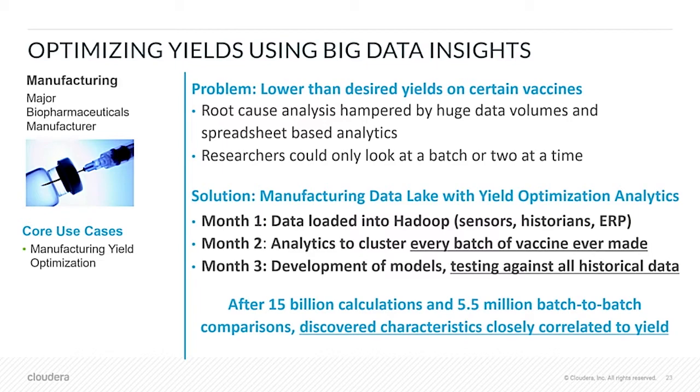So they did that, and after 5.5 million batch-to-batch comparisons, they identified the specific factors that actually drove good yield outcomes. Once we said, here are the things that are the most important to monitor, they called that the golden batch, because here are the 5 things that we really need to monitor very tightly if we want to get good manufacturing yields.